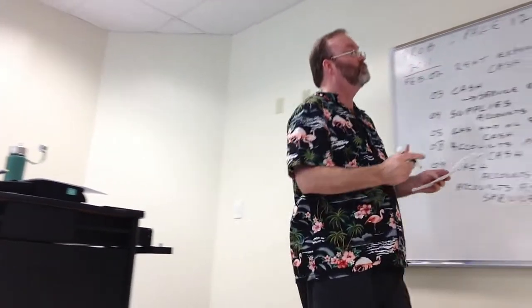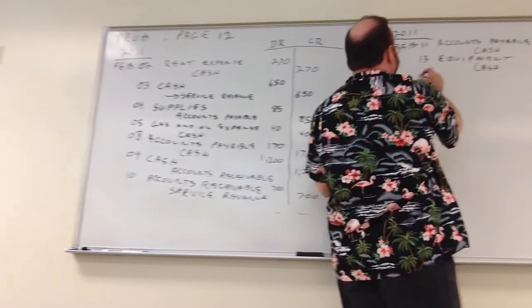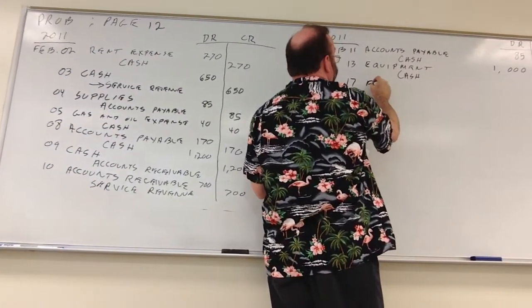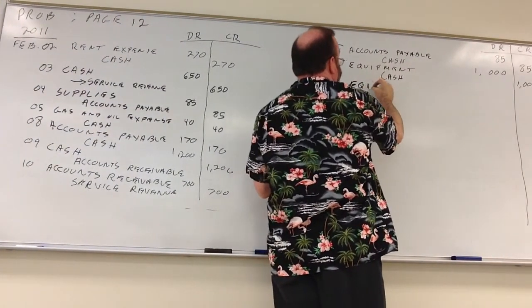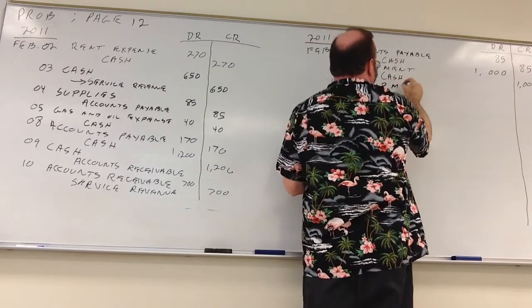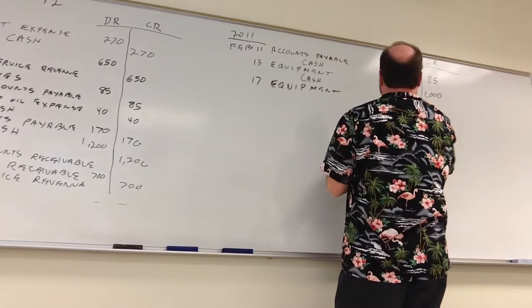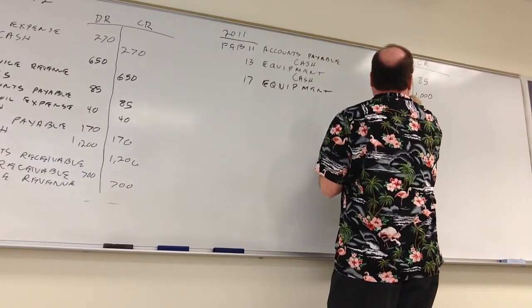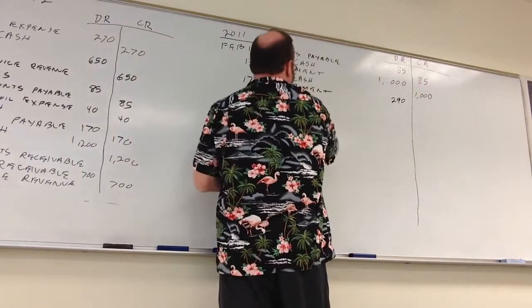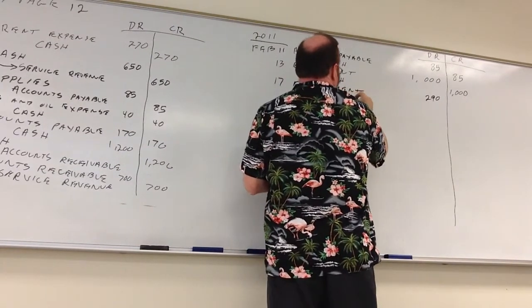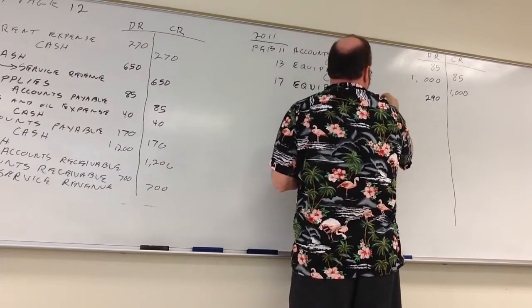So the 17th, we purchased equipment on account. So this is the same debit, because now we're buying some more equipment of some type for $290. But we're not paying in cash, so accounts payable.